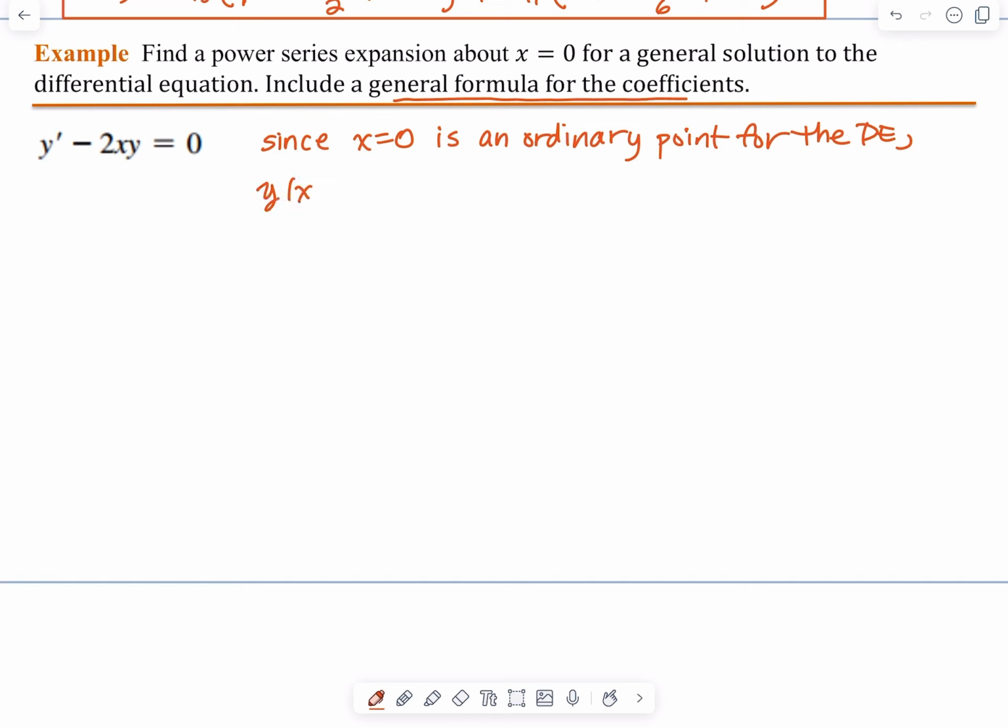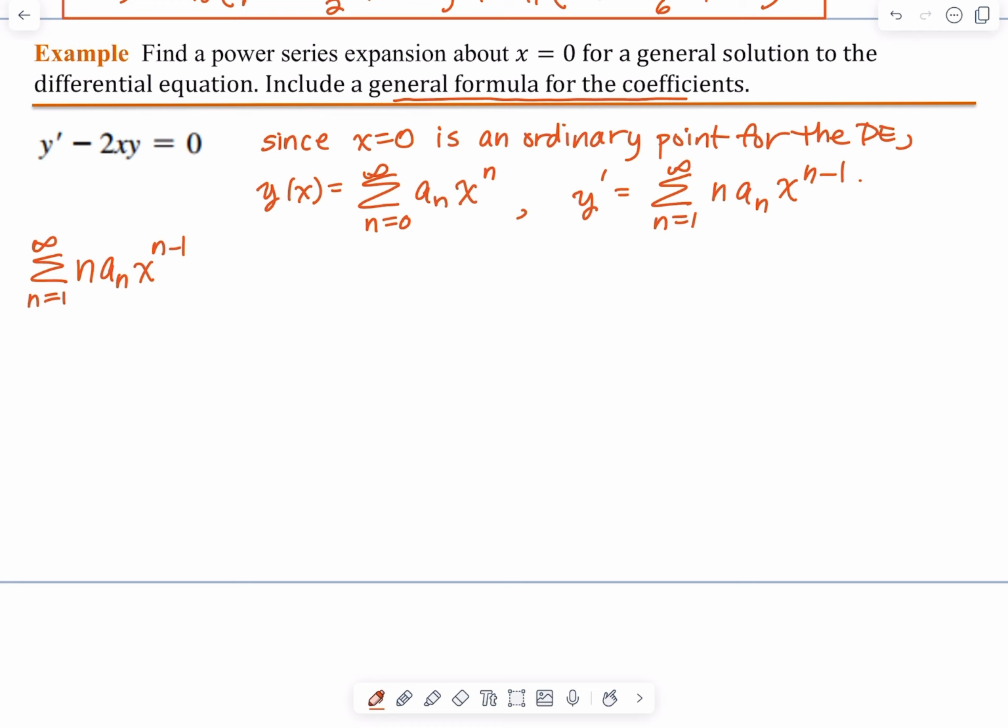Y of x is equal to the sum n equals 0 to infinity of a sub n multiplied by x to the n power. So we also can write y prime, that's all we need for our differential equation, as the sum n equal 1 to infinity of n multiplied by a sub n x to the n minus 1. Now let's go ahead and substitute those summations into our original equation. So we have y prime is the sum n equal 1 to infinity of n a sub n x to the n minus 1 minus 2x multiplied by our y, which is n equals 0 to infinity a sub n x to the n.